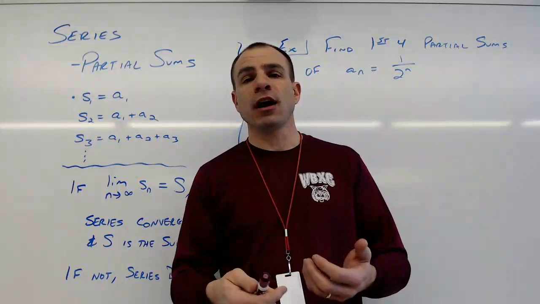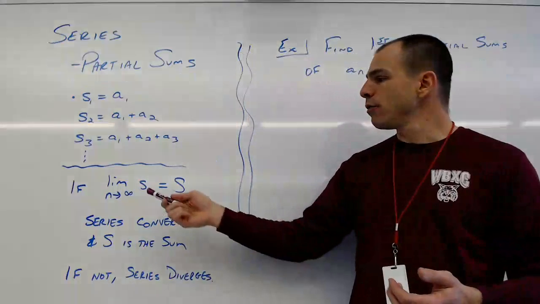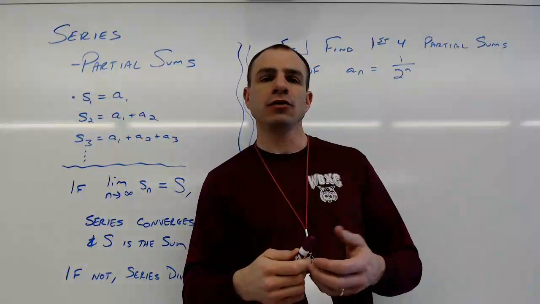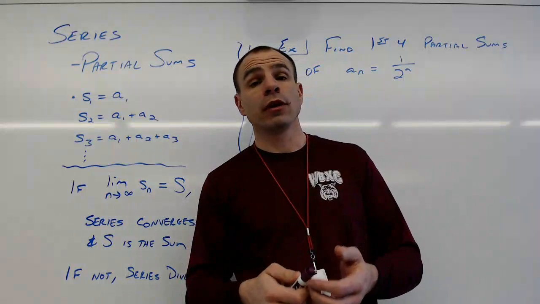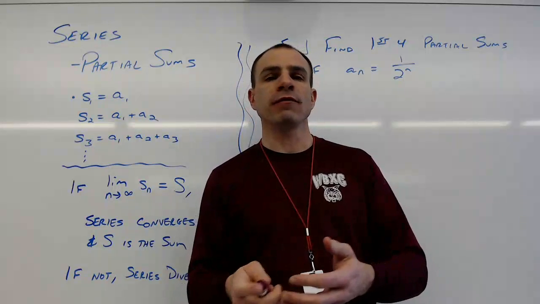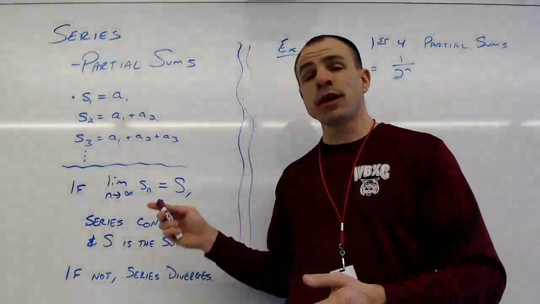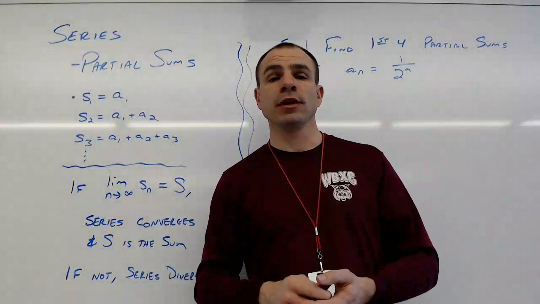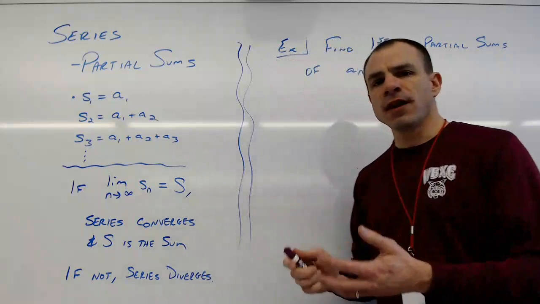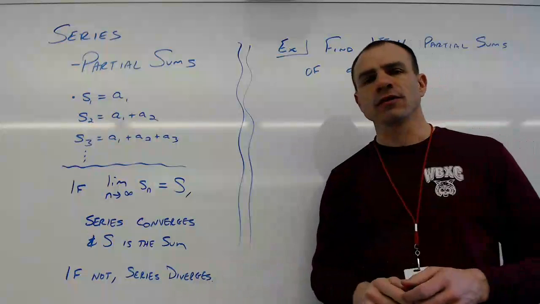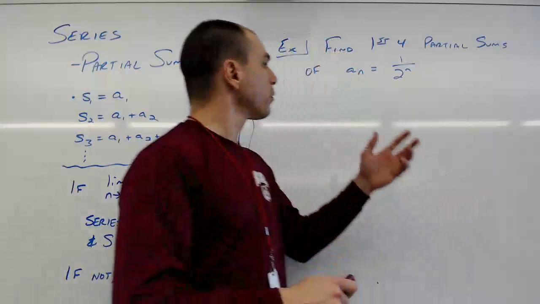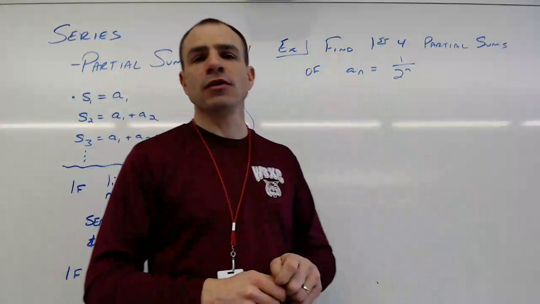So the question now becomes, is the sequence of those partial sums heading towards a certain value? If it is, then we say that the series converges. And whatever value the limit is heading towards, that will actually be the sum of the series. If not, then we're going to have a series which diverges. So let's look at a quick example, which you see on your paper there.